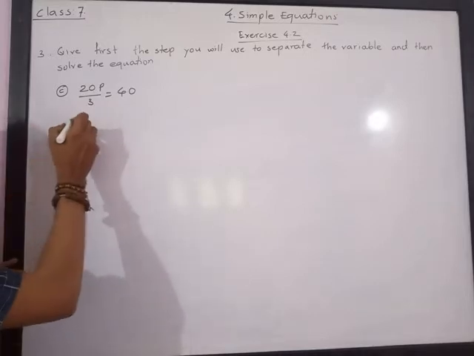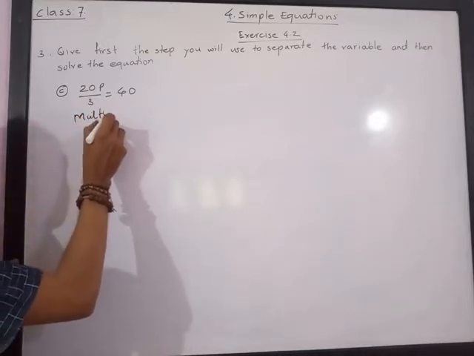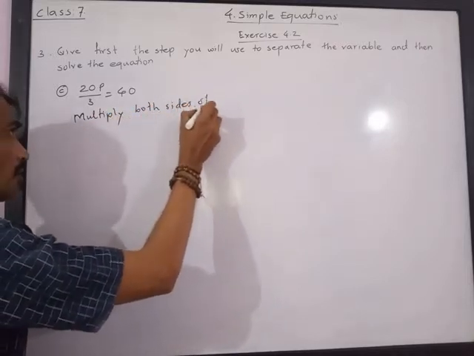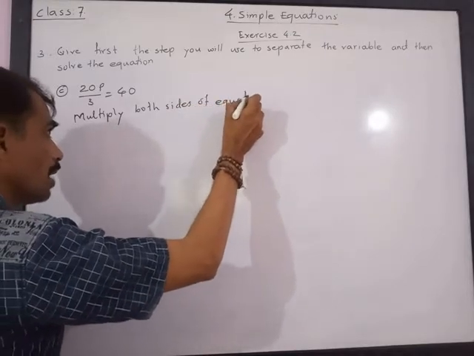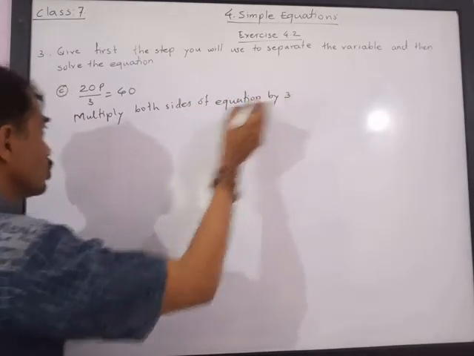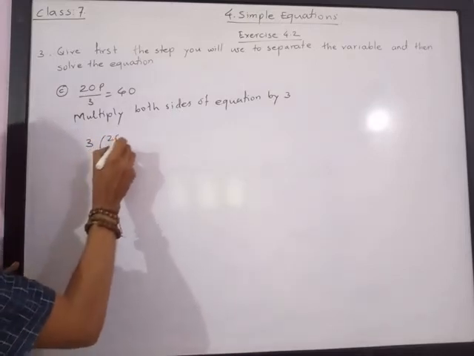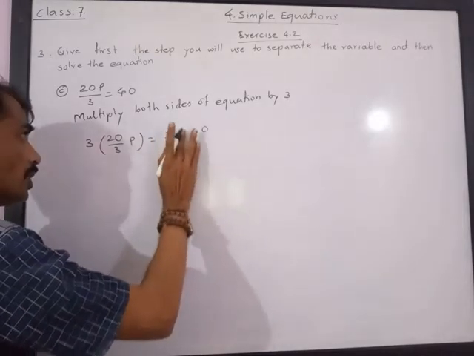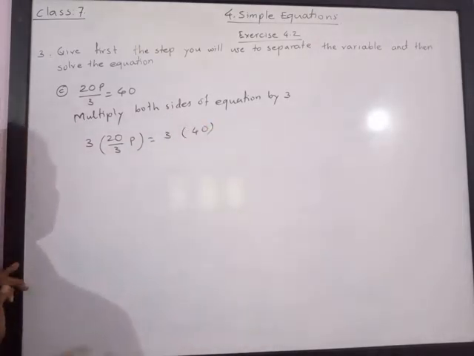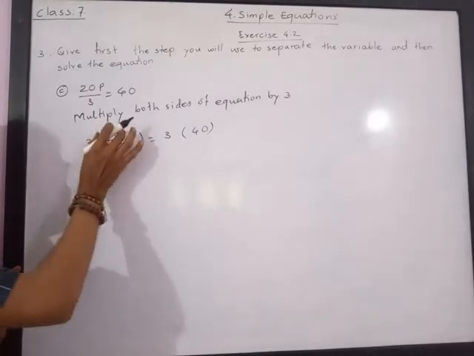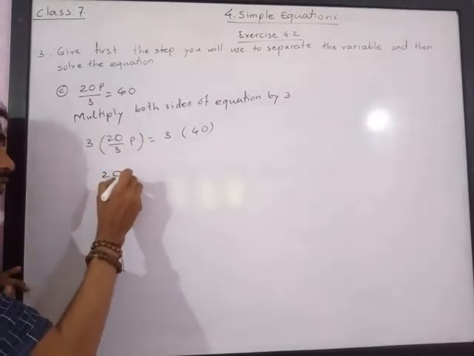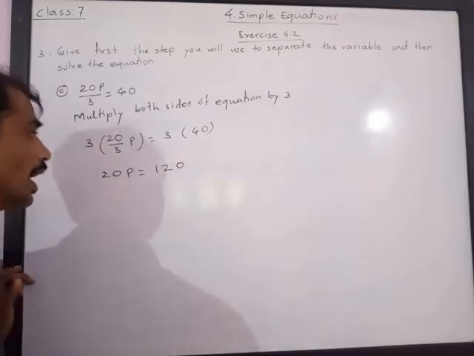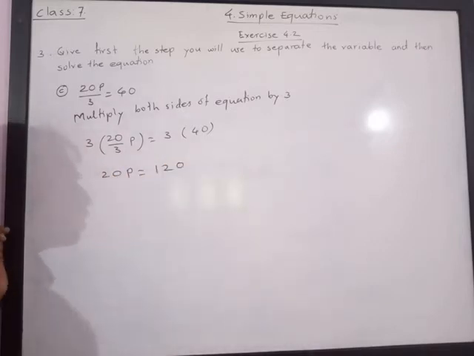Multiply both sides of the equation by 3. So you will get 3 multiplied by 20p upon 3 is equal to 3 multiplied by 40. This looks like x, so I will make a bracket. Now 3 divided by 3 is 1. 20p will remain as it is. So this is equal to 20p is equal to 3 4s are 12, so you will get 120.